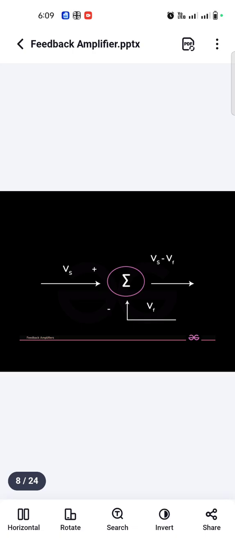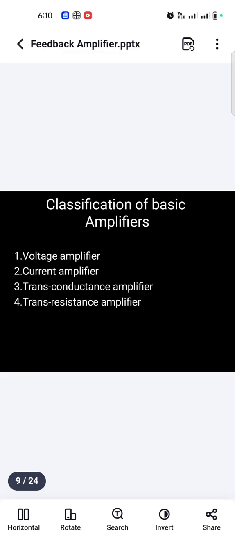But this is one of the disadvantages only, and so many advantages are there. The stability improves, bandwidth is increased, and noise is reduced, as well as distortion. If you use feedback, distortion is reduced. Okay, now the next one is classification of basic amplifiers.